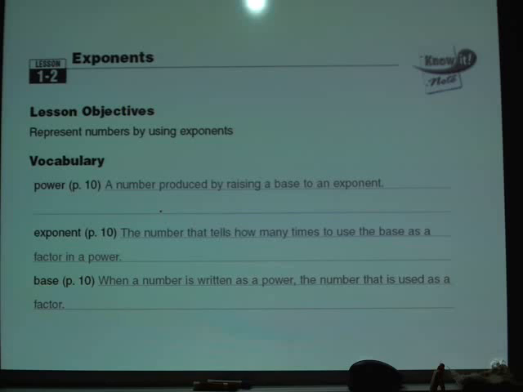Exponent is the number that tells how many times to use the base as a factor in a power. And the base is defined as, when a number is written as a power, the number that is used as a factor.